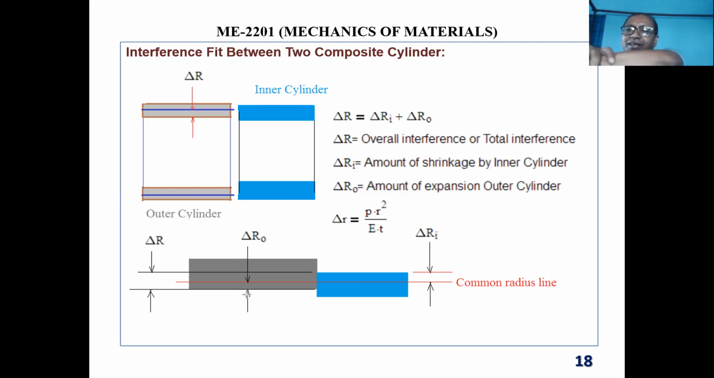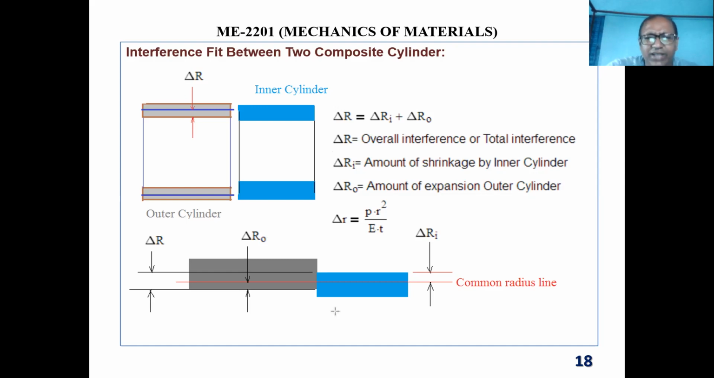So what will happen? The inner cylinder will expand, I mean, it will try to get bigger, right? And the outer cylinder tries to shrink it. Hey guy, don't push me. So one is trying to push out, one is trying to push in, and they compromise with each other. Finally, there will be a common radius, because I showed you already that after assembly, their radius is common.